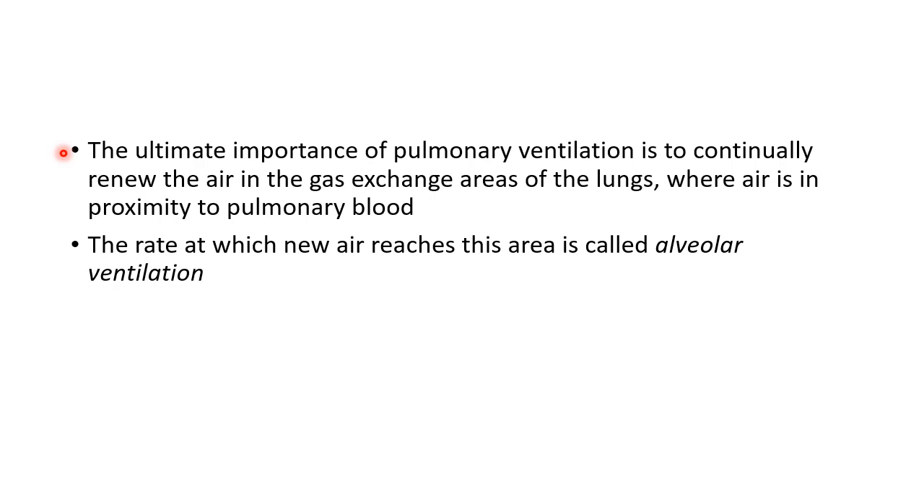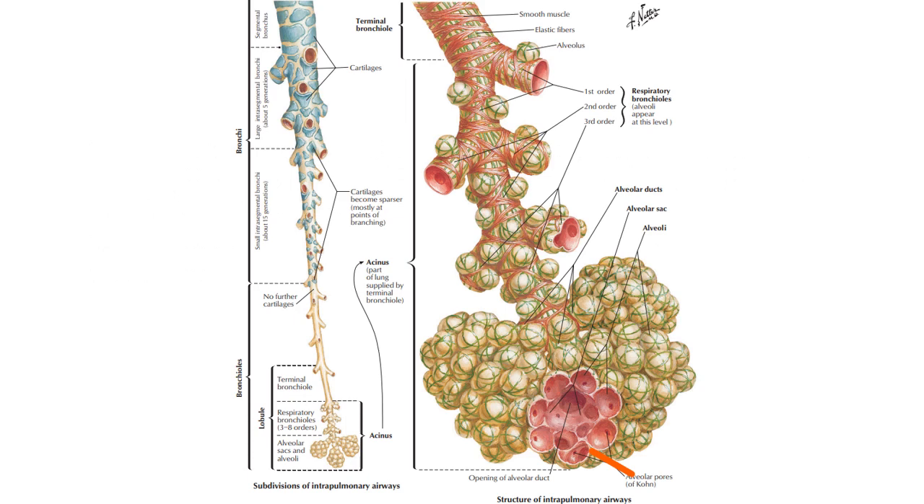So you need to produce gross movement of air so that there is continuous replenishment or refreshing of the air in the alveoli. The rate at which new air reaches this area, the alveoli, is called alveolar ventilation.